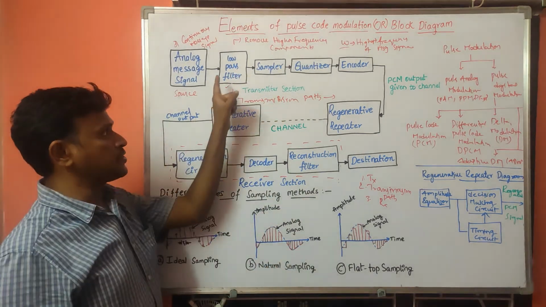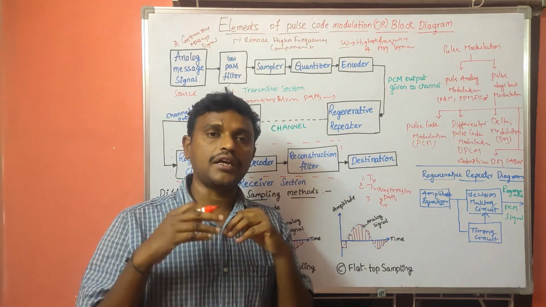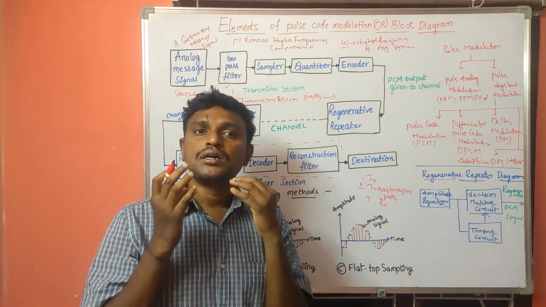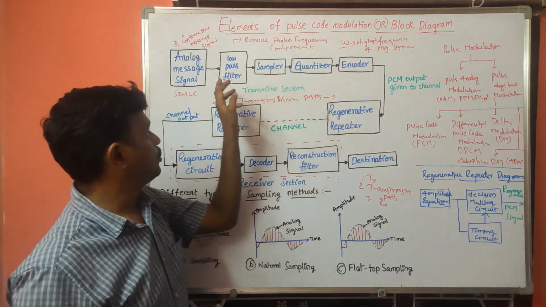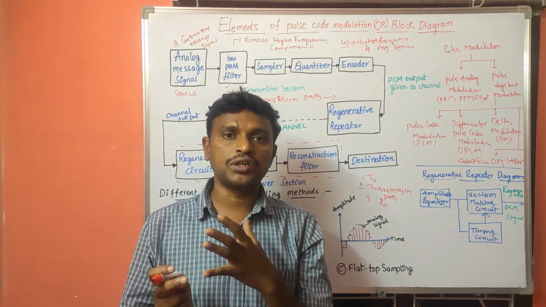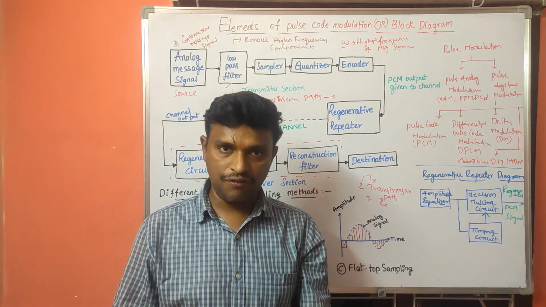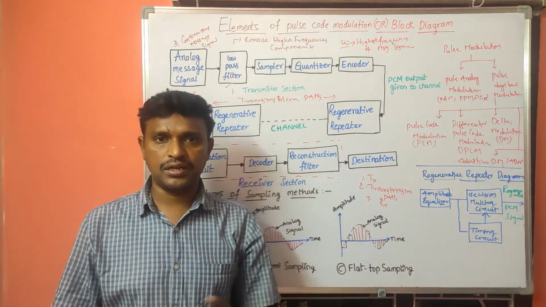That is the significance of low pass filter. It will remove the higher frequency components that are greater than the message signal's highest frequency, omega. Because of filtering those high frequency components, we can avoid the aliasing effect. What the aliasing effect is, we will see next.